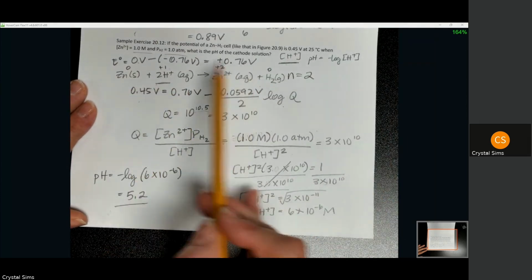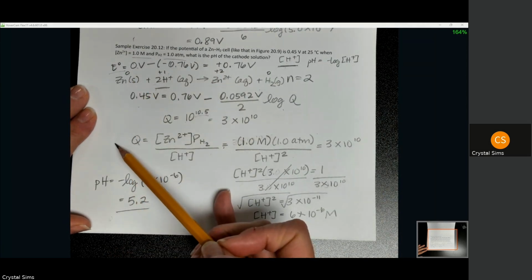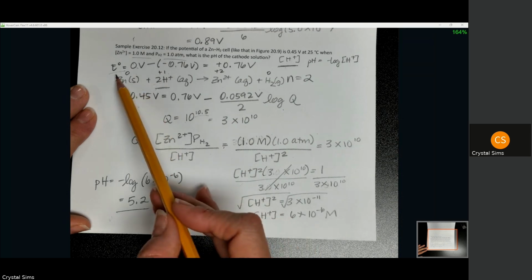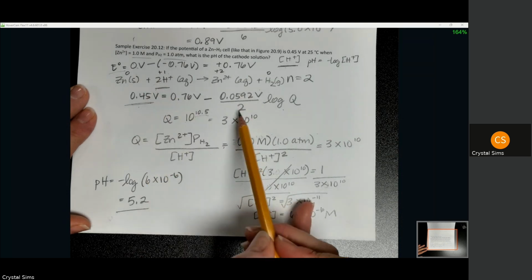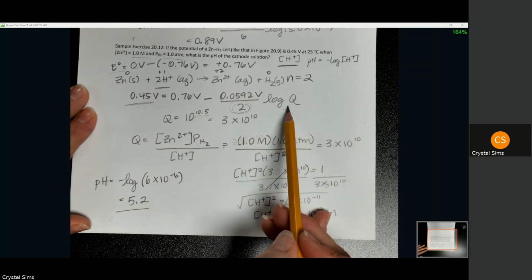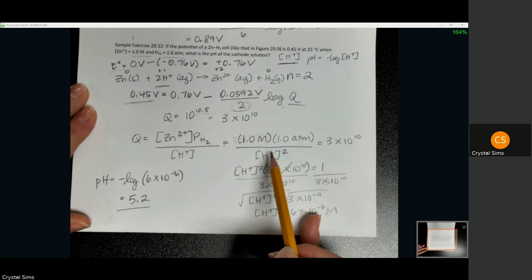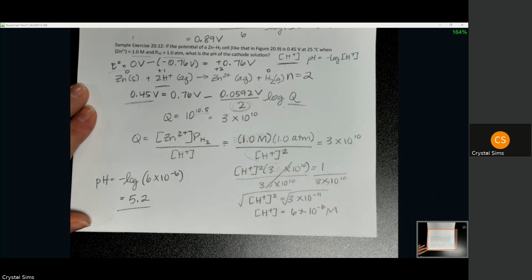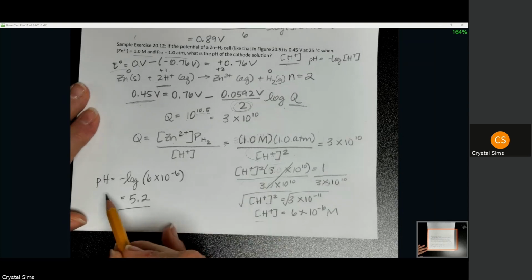All I had to do here was figure out my reduction potential. They gave me this value. I had to determine that my N was 2, solve for Q, plug in what is known for Q, and solve for what isn't, which was our hydrogen ion concentration. And when we got that, then we plugged it in.